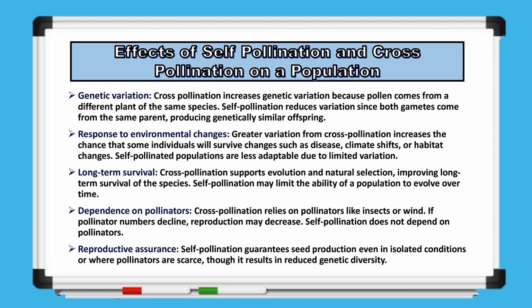Another difference is dependence on pollinators. Cross-pollination often depends on pollinators such as insects or wind to transfer pollen between plants. If pollinator numbers decrease, reproduction may also decline. Self-pollination does not rely on pollinators, so it can still occur even when pollinators are absent.